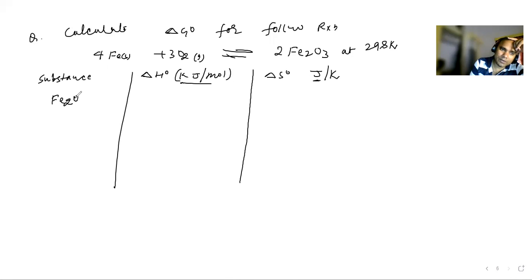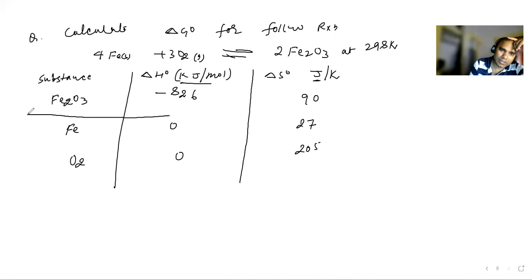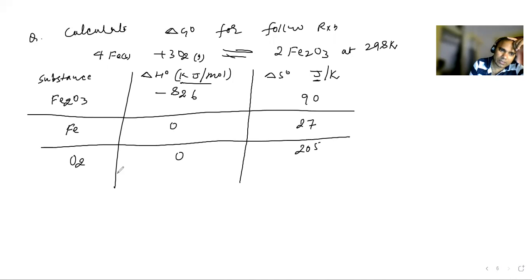So here Fe2O3 is there. Here they have minus 826. And the others: Fe, they are talking about 0. O2, they are talking about 0. Delta S, they are talking about 90, then 27 and 205. So these many values they have given.